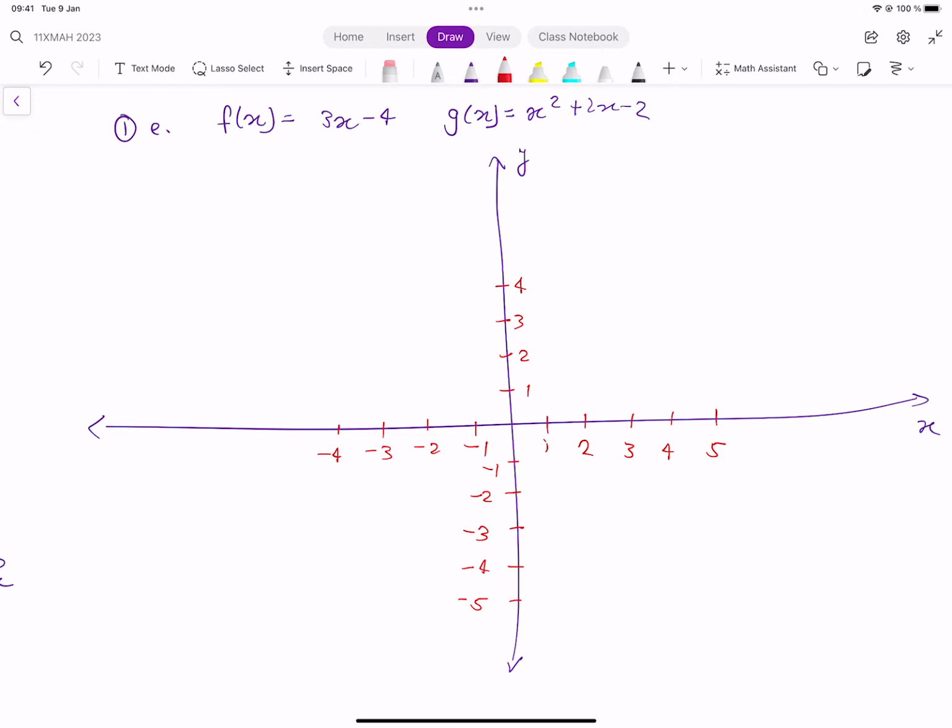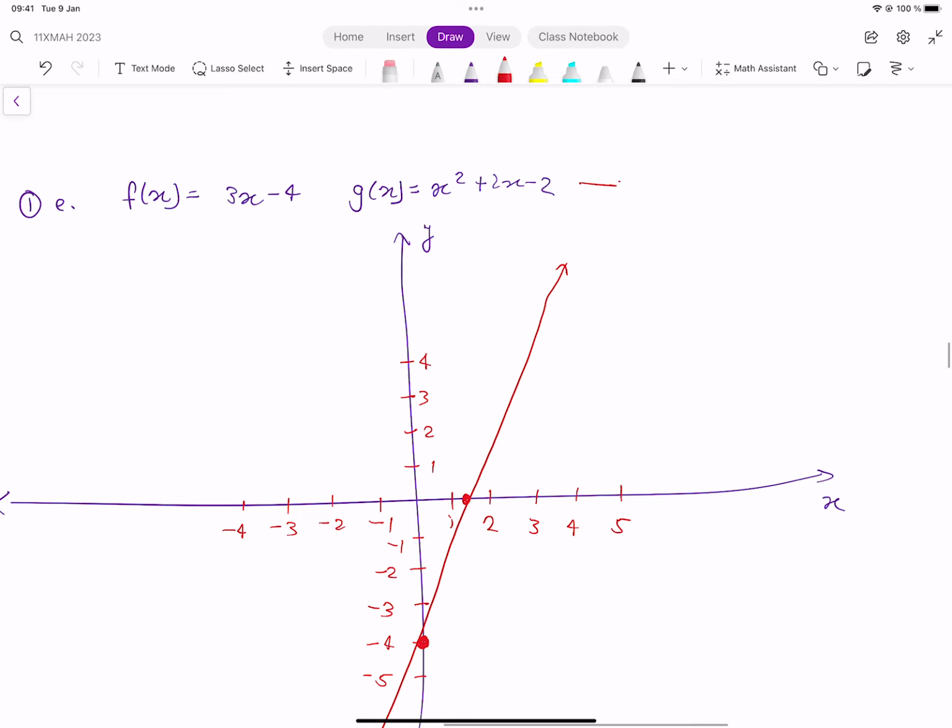So 3x minus 4 I'm going to do in red. We're going to have a minus 4 here, and we're going to cross the x-axis at 4 over 3. Now 4 over 3 is like 1.33333, so it's going to be here. A very straight line.